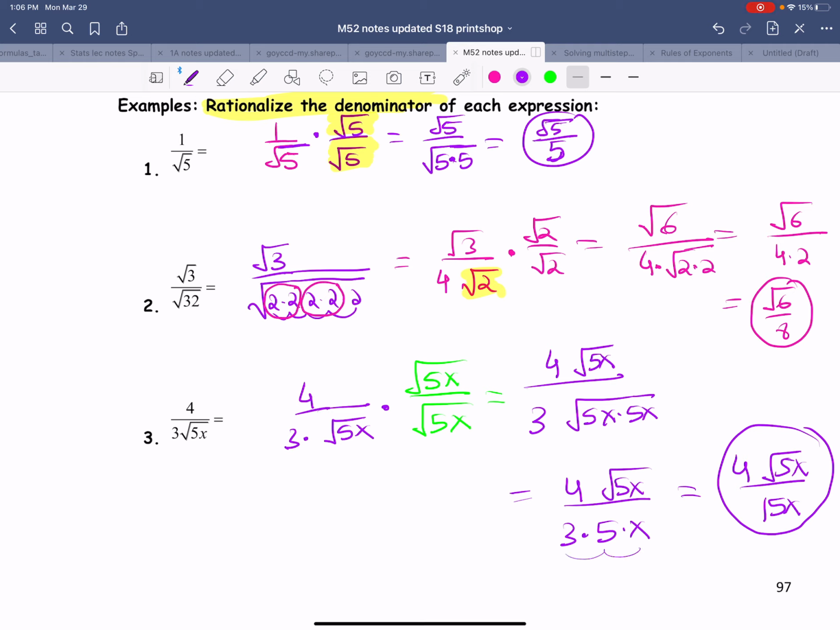Because we can multiply them together. And that's our final answer, end product here.